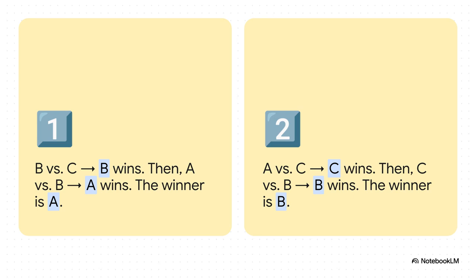Look at the right side. If we start with A versus C, C wins. Then C faces off against B, and B wins. We have the exact same voters, the exact same preferences, but changing the voting order gave us a totally different winner.